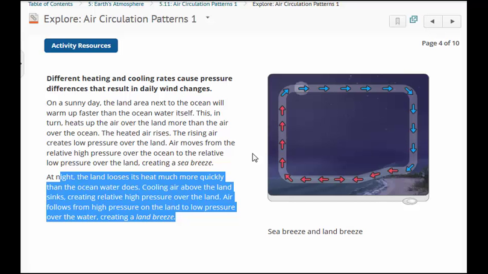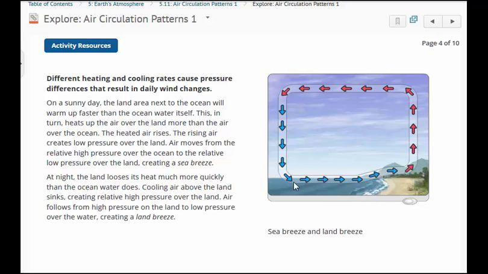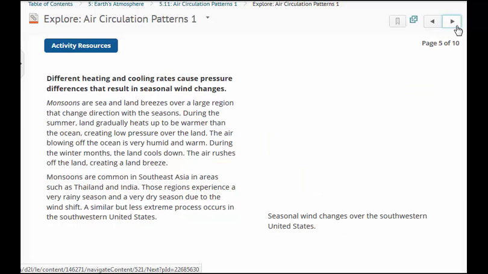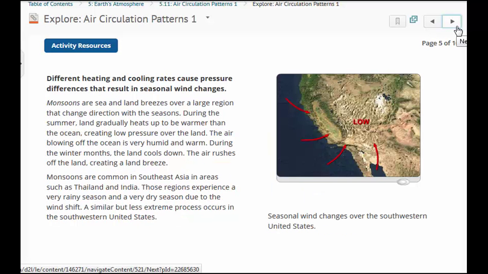It's named for where the breeze comes from. So a sea breeze comes from the sea. This is a sea breeze. It's coming from the sea to the land. The opposite is a land breeze. Land breeze comes from the land to the sea. Make sure you know those two different terms.